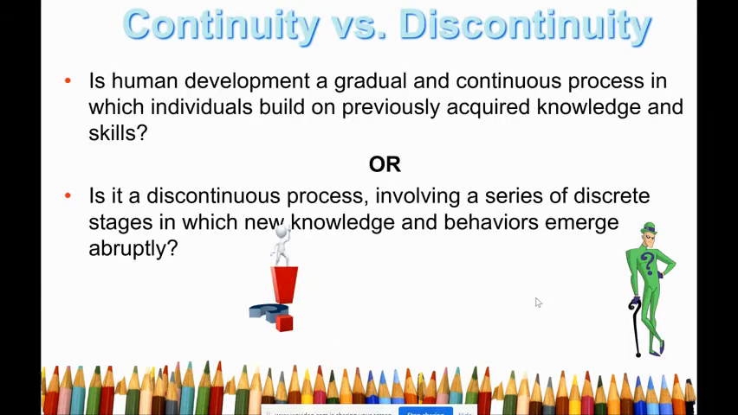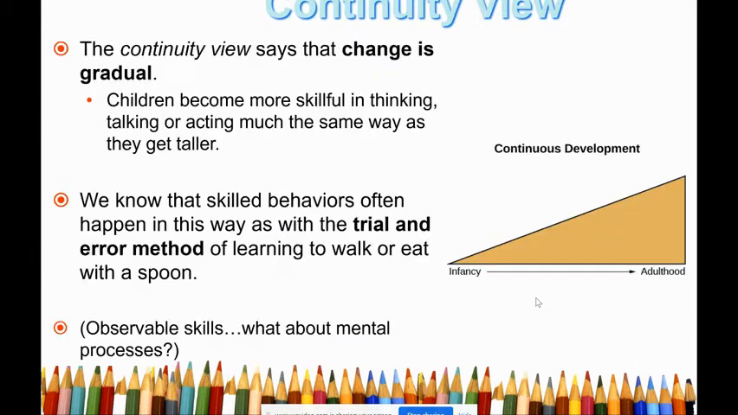So when we talk about continuity versus discontinuity, we're really asking the question: do people slowly and incrementally develop cognitively, emotionally, physically, or do they move through these distinct steps, these distinct stages along the way where there's a huge increase in capacity from one stage to the next?